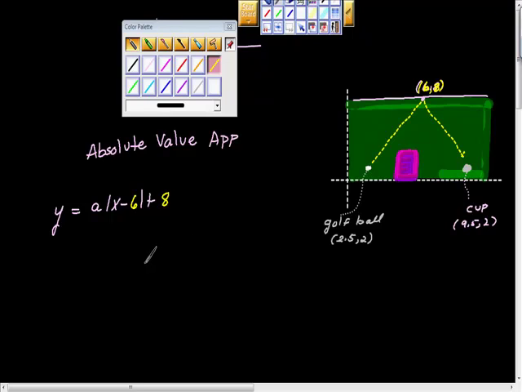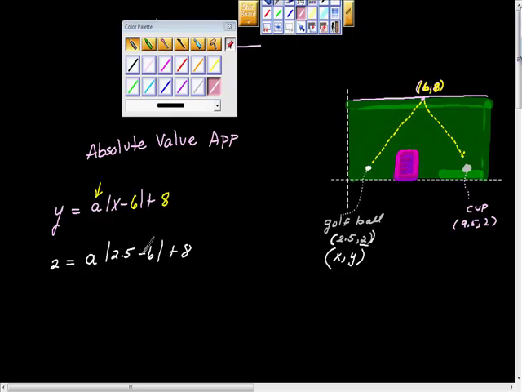So what are we missing here? We're missing some really important value. We're missing this a value, so let's try to solve for a. We know we started at the point (2.5, 2), so that's what I'm going to do. y is 2, isn't it? This is a point (x, y), isn't it? So y is 2, a is a, x is 2.5 minus 6 plus 8, right?